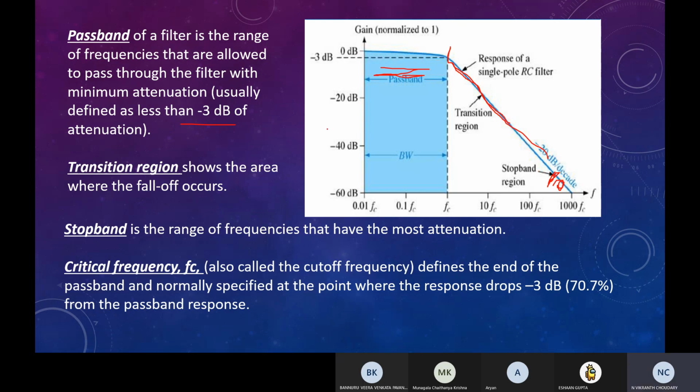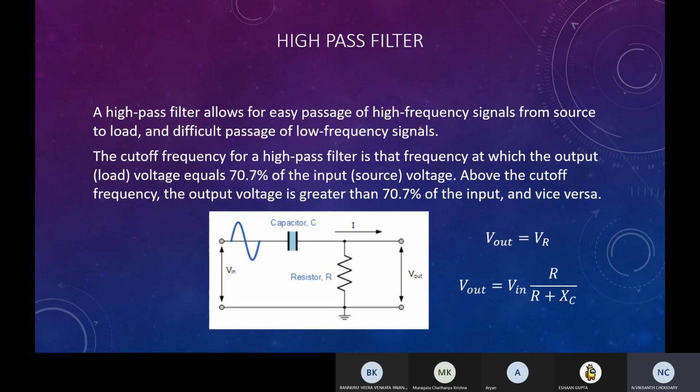You can refer to this diagram as well. And next, the high pass filter. For a high pass filter, everything will be the same. The cutoff frequency will also be where the gain is 1 by root 2 times. And we just interchange R and C. For a low pass filter, here there was R and here there was C. So for a high pass filter, we are inverting R and C.